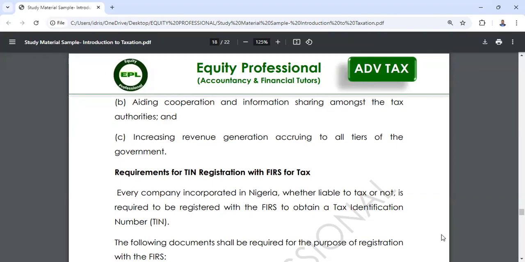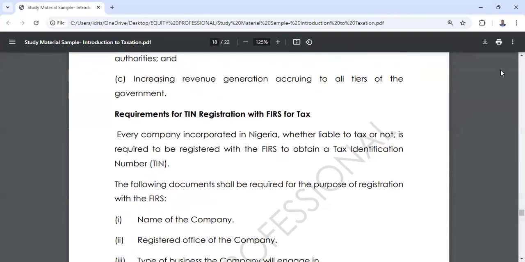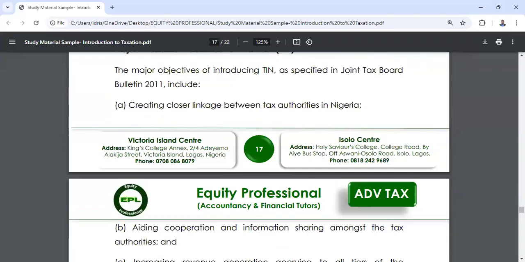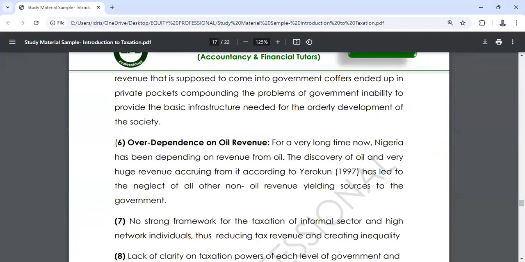Windfall tax. So those are the problems of taxation that we have. So please, ladies and gentlemen, let's know at least 7 problems of taxation. Let's know that.